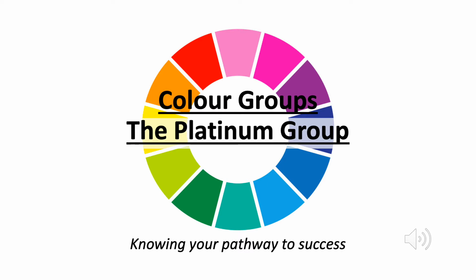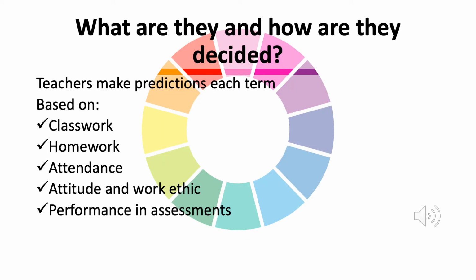It's really important you understand the colour group your child has been placed in and what they can do and you can do to best support them going forward. The first thing you need to understand is what are colour groups and how are they decided? Well, colour groups are essentially intervention groups. They identify the strengths and weaknesses your child has in all of the subjects they study.